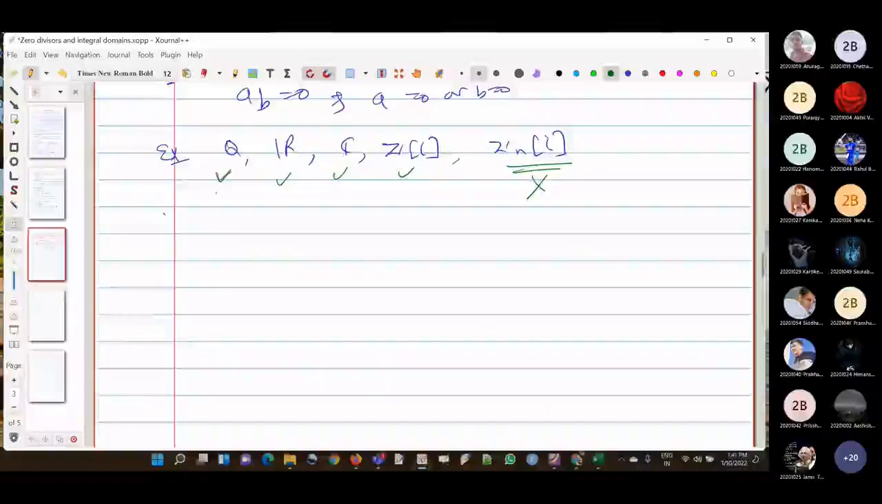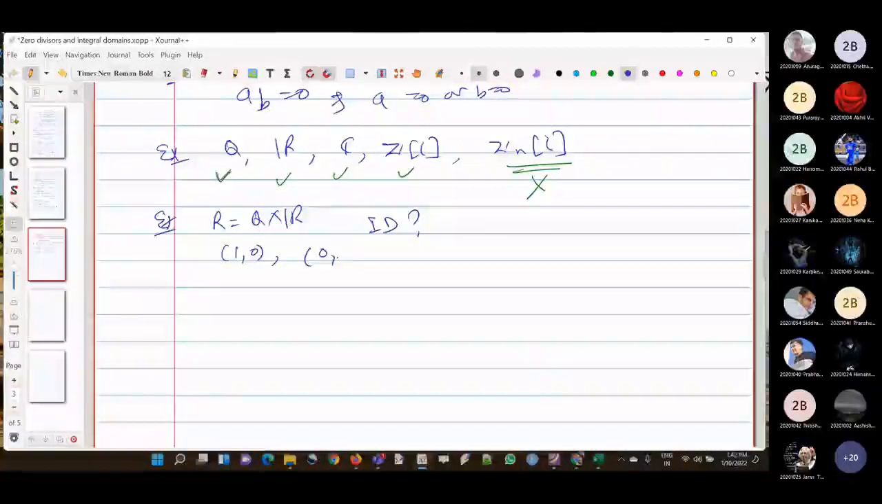We can take other examples also. Let us take R with Q, the product of the set of real numbers. Is it an integral domain? No, sir. Yes, big no, we have just discussed. You can always take (1, 0) and then (0, 1), for example, and multiply them, and you will get 0, and none of them is 0. So this is not.